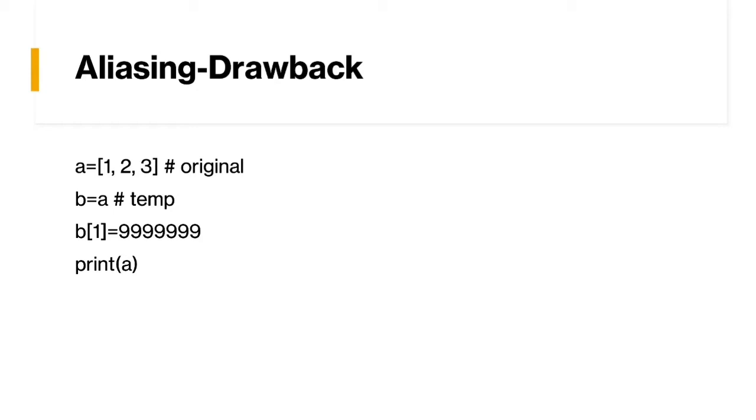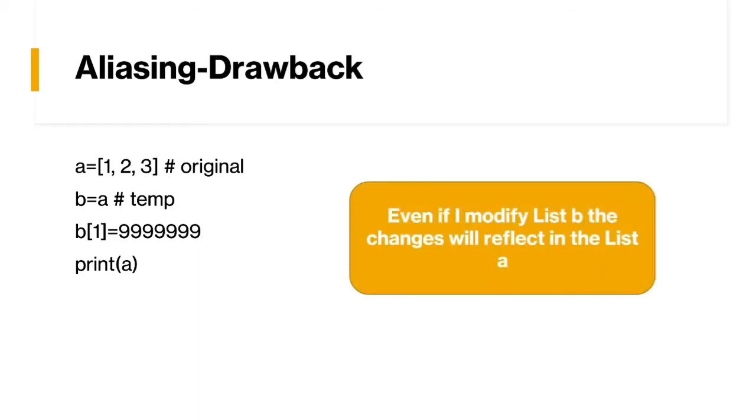Now the issue with it is, even if I change the value of any element present in B, the changes will be reflected in the A list also. That is the issue in aliasing. Even if I have two different variables, if I alter one, then the changes will be reflected in both the lists, or in both the objects. That is an issue, because what if I do not want to alter my original data? I stored it into a temporary variable and I'm just performing my calculation on that, keeping my original data retained. That is the problem.